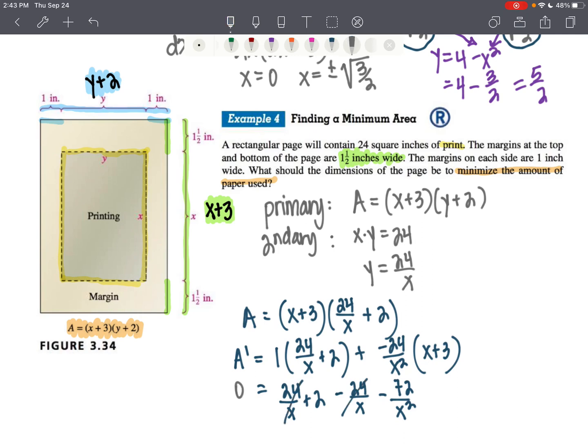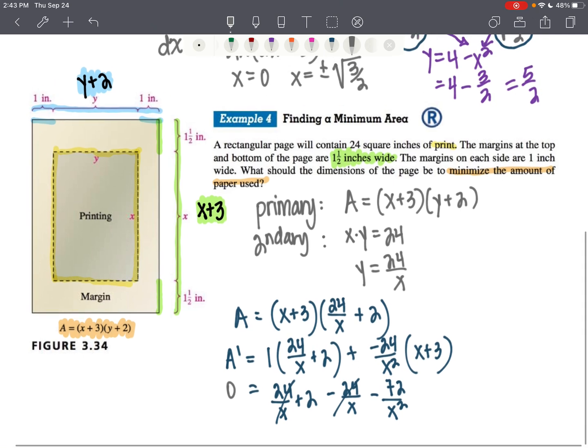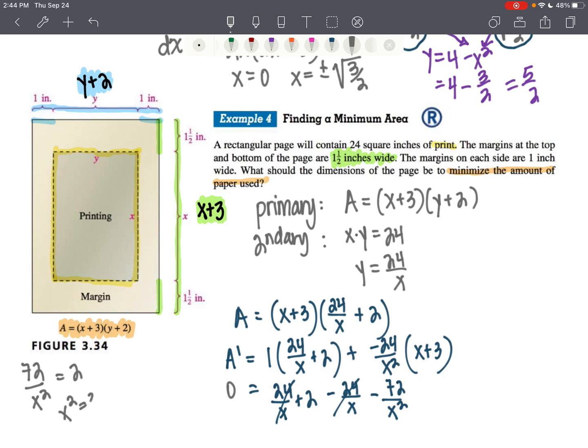Set that bad boy equal to 0, and we've got some work over here to the side. 72 over x squared equals 2. 2x squared equals 72 means x squared equals 36. x equals plus or minus 6, but do you remember what I said about that minus? That negative 6 is outside of the feasible region because you can't have a negative dimension. So x must be 6. So x being 6 means that from 0 to maybe infinity, right? You've got 6 right here.